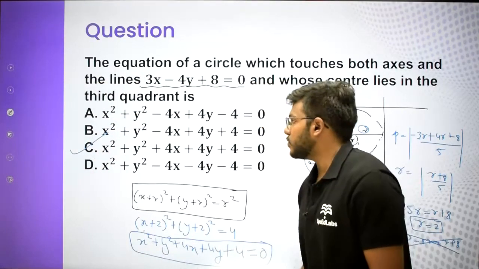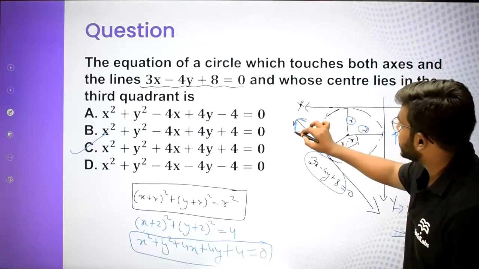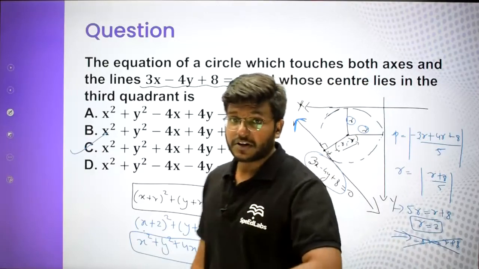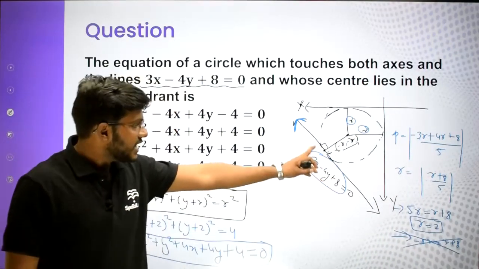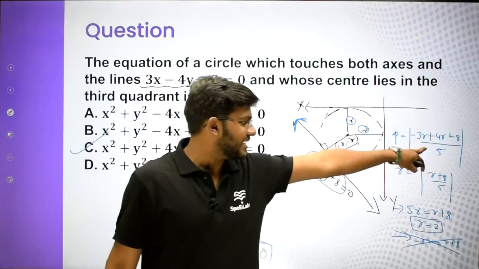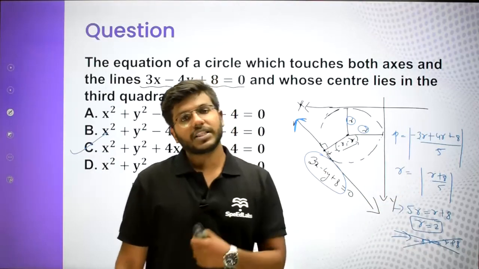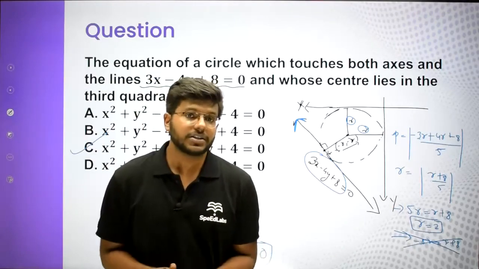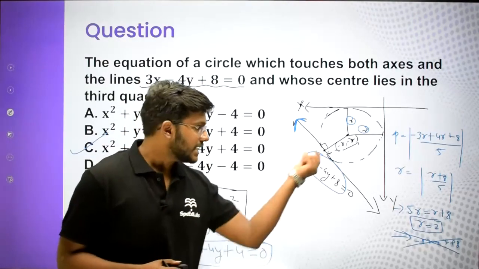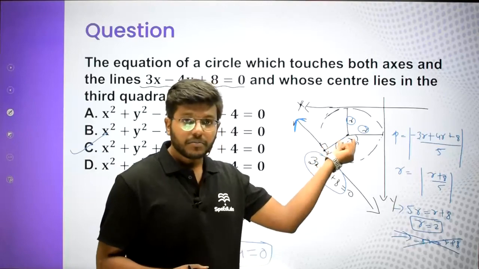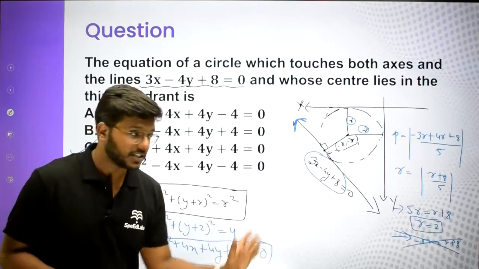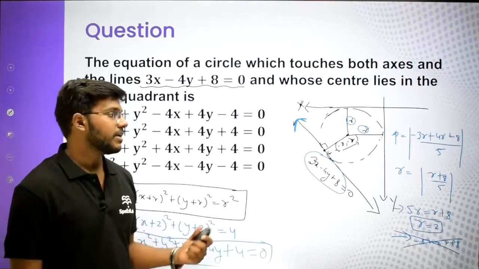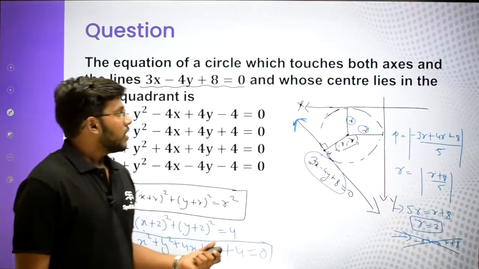So simply what did we use? That this line is touching the circle. It means it's a tangent for the circle, and if it is tangent, its perpendicular distance from the center should be equal to r. Solving that, we are getting our answer for the question. So this is called the condition of tangency. The perpendicular distance of the tangent from the center is always equal to the radius. This is a very important type of question.